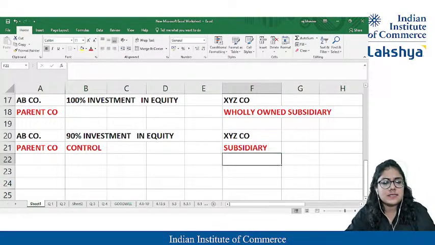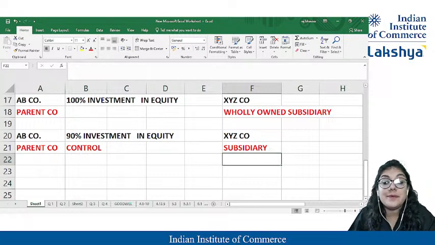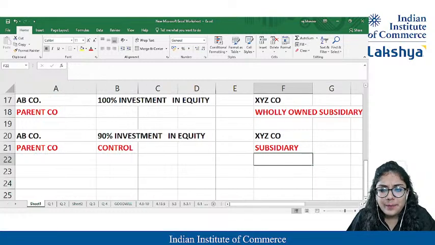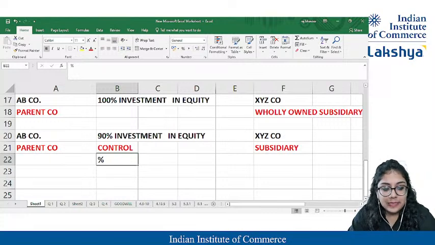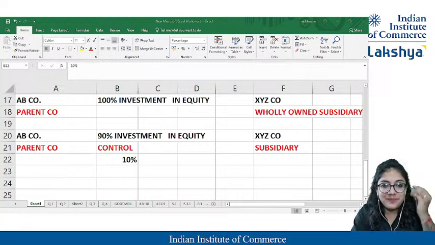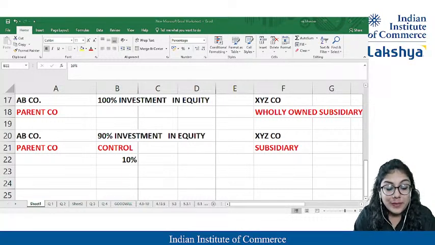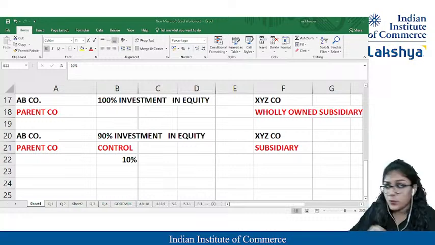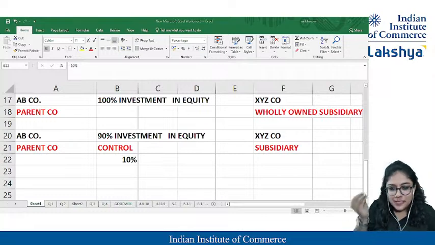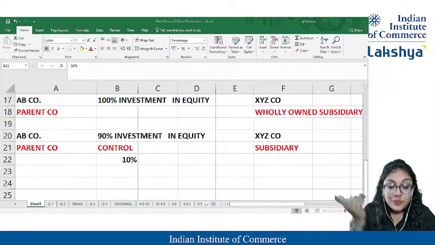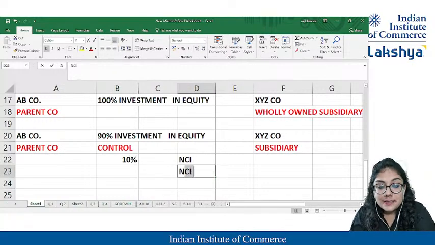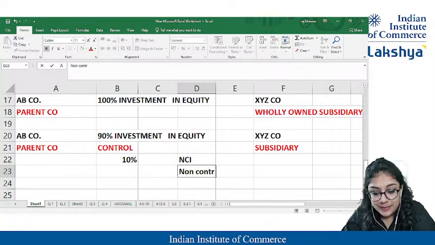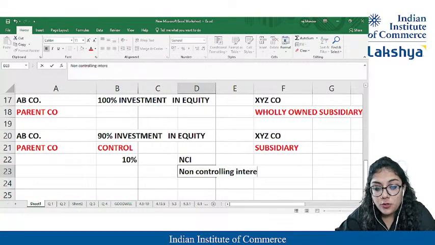If I am having a 90% stake, can you tell me who will be having the other 10% stake? Like if I do have only 90%, there will be some party who will be having the 10% stake. The one who is holding the 10% stake could be one party, or it could be a lot of people having 0.5%, 0.1%, something like that. So they will be known as NCI, non-controlling interest.